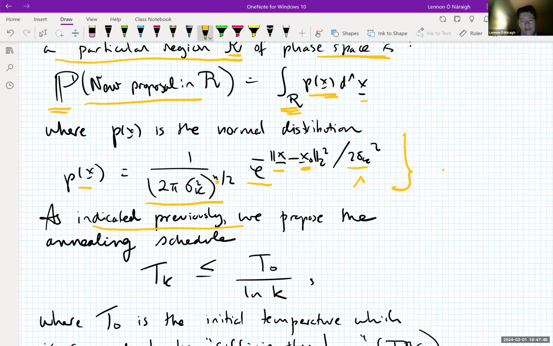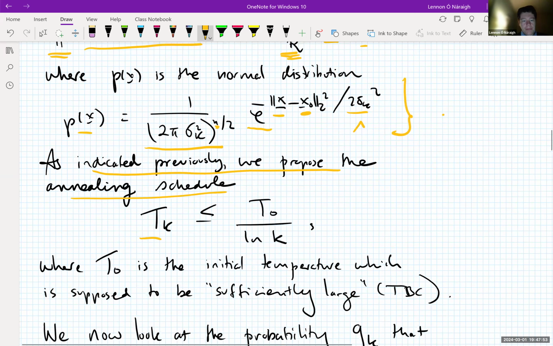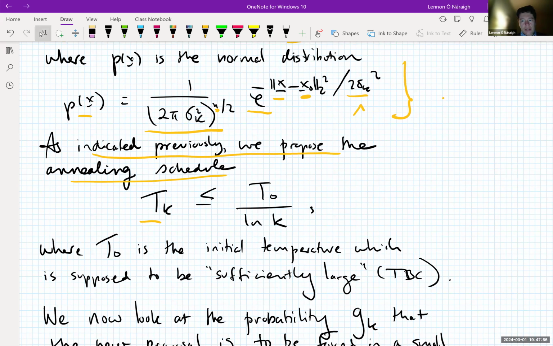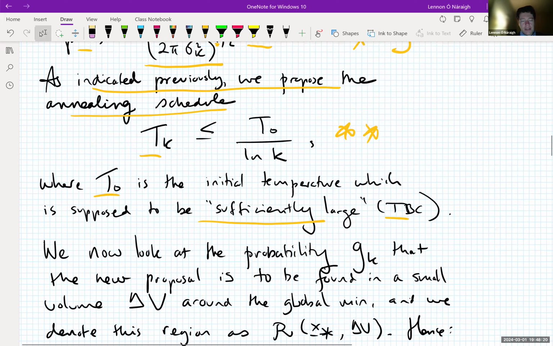So as indicated previously here, we're looking at this annealing schedule, where in the kth cooling cycle, Tk is less than or equal to T0 over ln of k. So this is our simulation for the quench. After a certain number of steps where we accept or reject new proposals, so we move the system from one state to another, after a certain number of these steps, we reduce the temperature according to a formula like this. T0 is the initial temperature, and it's supposed to be sufficiently large. We'll specify what that means precisely in a minute.